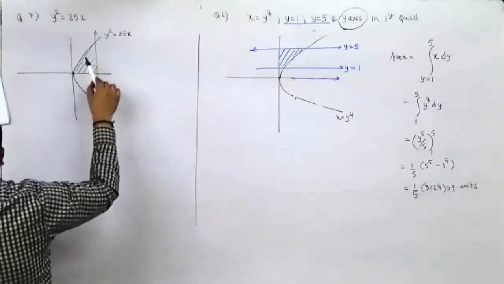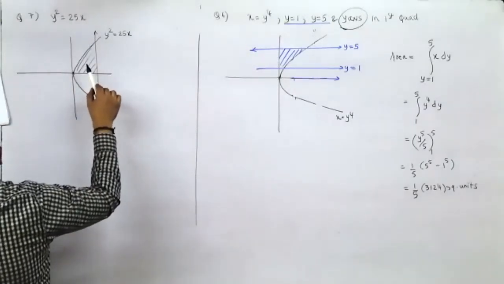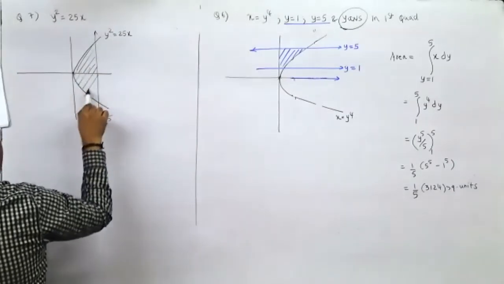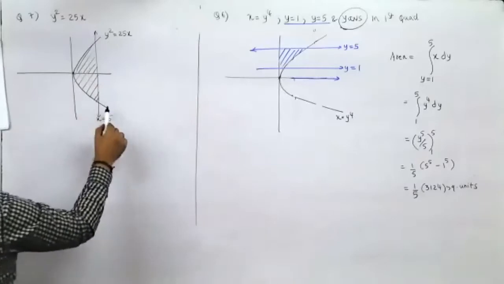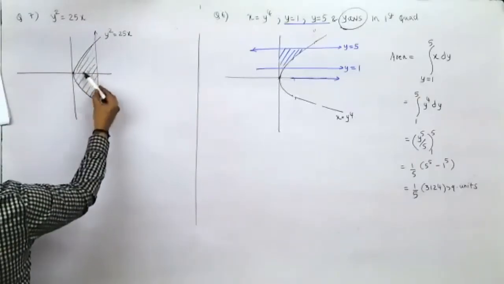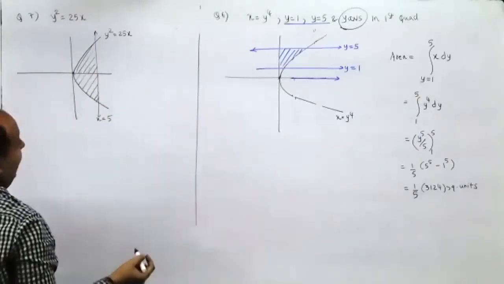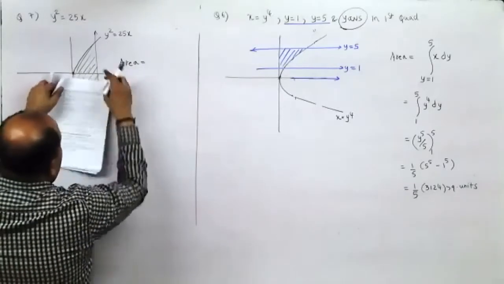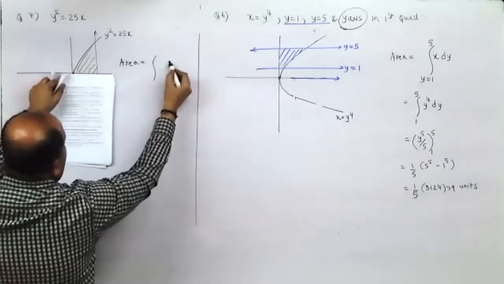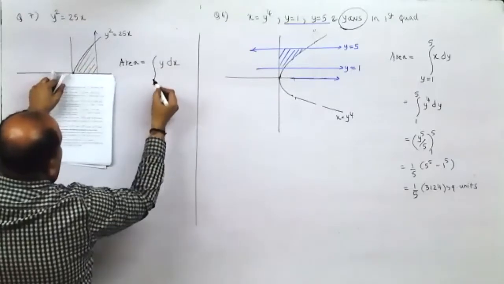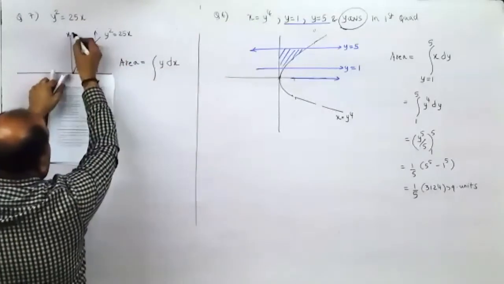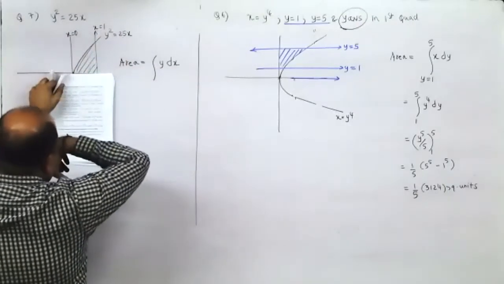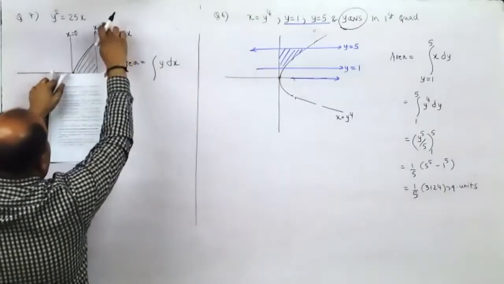Curve and the line x equal to 5. So that means you'll have to find this entire area. So you'll have to find first this area and then multiply with 2. How do you do that? Area, when you find area between the curve and the x axis, you write here dx. Then here you write y. And this is between x equal to 0 and x equal to 5.